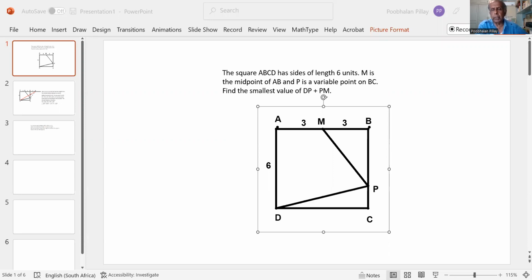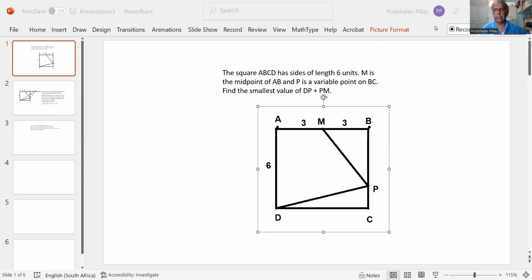The next problem that we are going to tackle is the following. If you look at the diagram, it says the square ABCD has sides of length 6 units. So the square that you see there, all the sides have length 6 units. So that is what it is saying.